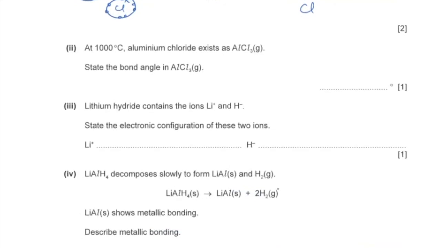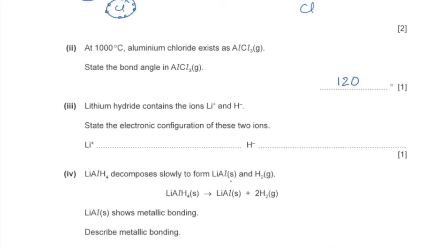Part 2, at 1000 degrees Celsius, aluminium chloride exists as AlCl3. State the bond angle in AlCl3. So aluminium, after sharing all its electrons with these three chlorine atoms, will not be having any lone pair of electrons left, so it would be 120 degrees. Part 3, lithium hydride contains the ions Li+ and H-. State the electronic configuration of these two ions.